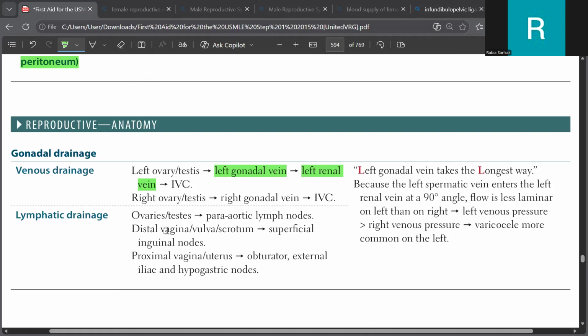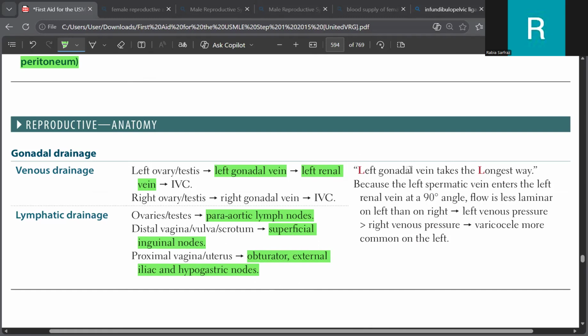The lymphatic drainage of ovaries or testes is periaortic lymph nodes. For distal vagina, vulva, and scrotum, it is superficial inguinal lymph nodes. And for proximal vagina or uterus, it is obturator, external iliac, and hypogastric nodes. So external iliac is the most important out of these. For proximal vagina or uterus, it is external iliac. For distal vagina, vulva, and scrotum, there's superficial inguinal nodes.